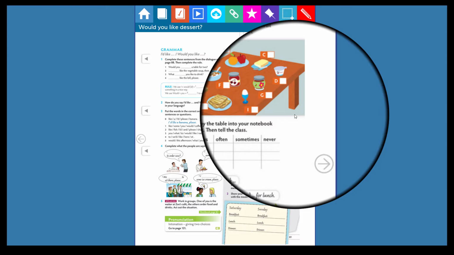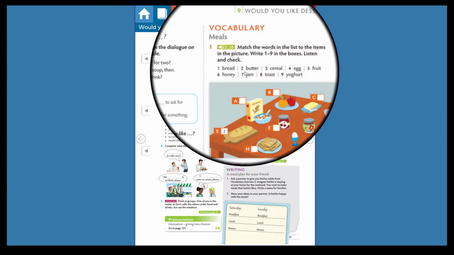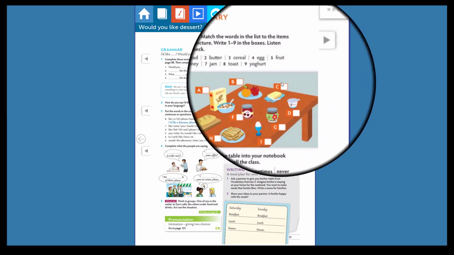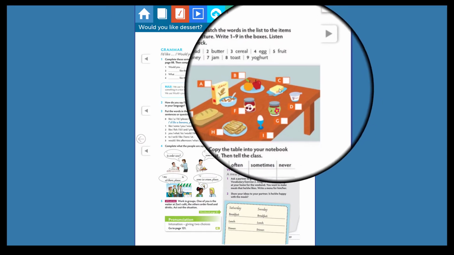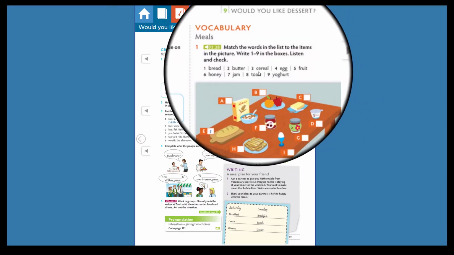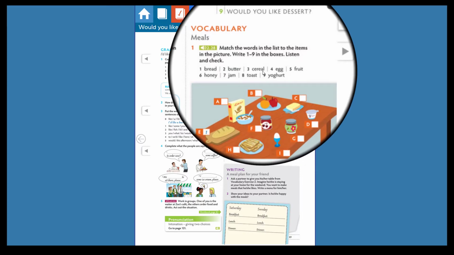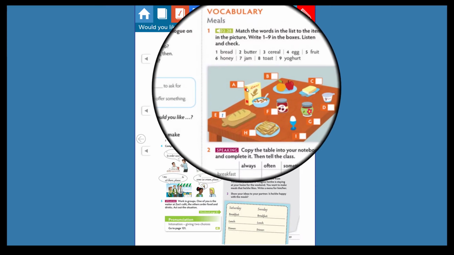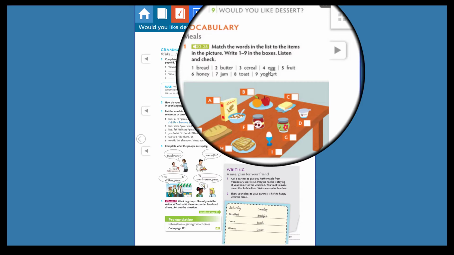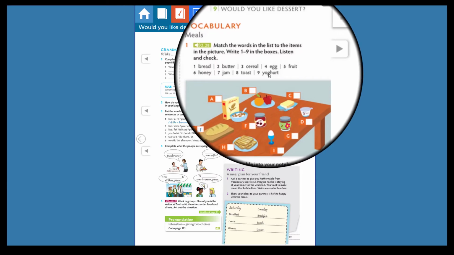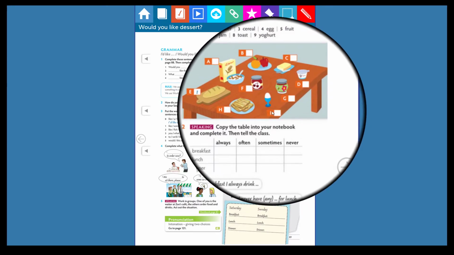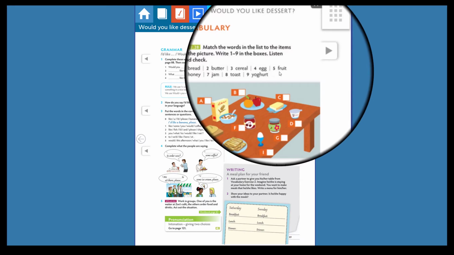Did you finish? Excellent. So let's check now. Number 2, butter. What do you think? Letter? Sí, very good. That is the butter, mantequilla, chiquillos. Number 3, cereal. What do you think? Letter A, correct. Cereal in Spanish, cereal. Number 4, egg. The correct letter is I. Letter I, egg, huevo.